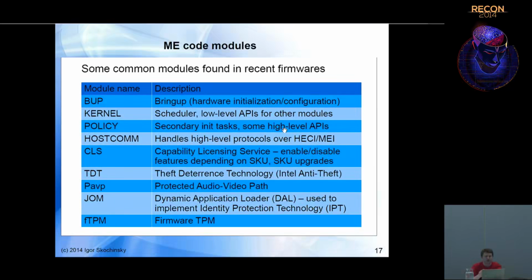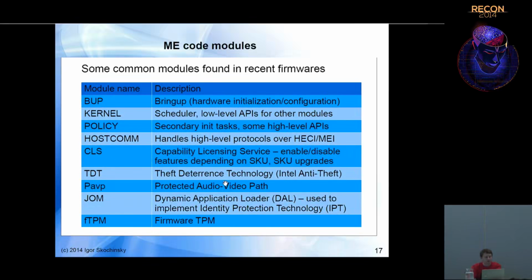The policy modules perform some initialization, some extra configuration, and so on. Hostcom handles communication with the host over the host embedded control interface. Capability license service, a couple of years ago, Intel tried this thing with software upgradable processors. So you can buy a scratch card from Intel and use their software to enter some codes, and your processor would get a bit more cache or a bit more threads. I don't remember what exactly. I think a bit more frequency. So I suspect this functionality was implemented actually in the ME and using this module.